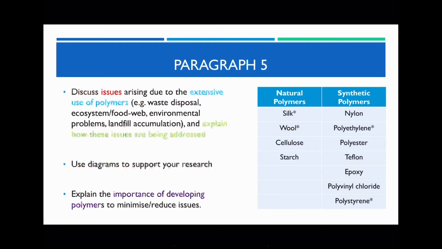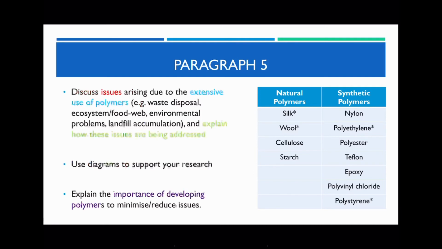I want you to think about these 4 or 5 categories. Think about waste disposal, think about the ecosystem. How does it affect animals or the plants? How does that affect the environment, specifically landfill accumulation, stuff like that? And then explain how these issues will be addressed or are currently being addressed at the moment. And if you can, diagrams are always helpful to support your research.